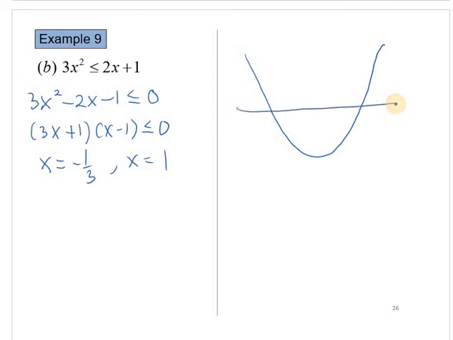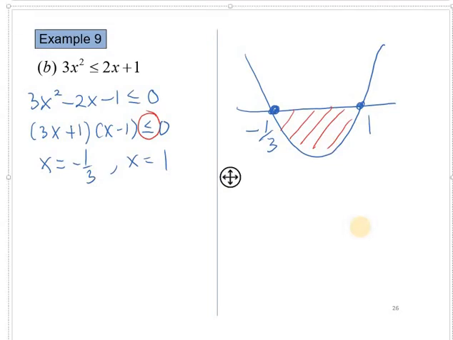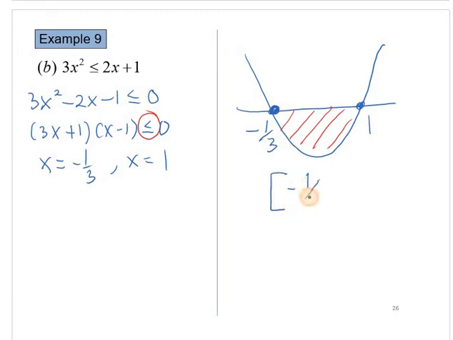So here we have a closed circle because we have less than or equal to. So negative 1 over 3, and here is the closed circle at 1. And then we have less than, so we need to consider below the x-axis. So our answer will be, I leave the answer in interval form, negative 1 over 3 to 1.